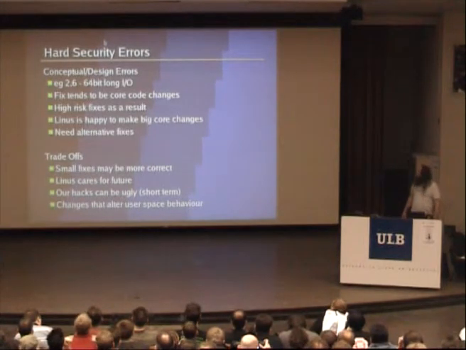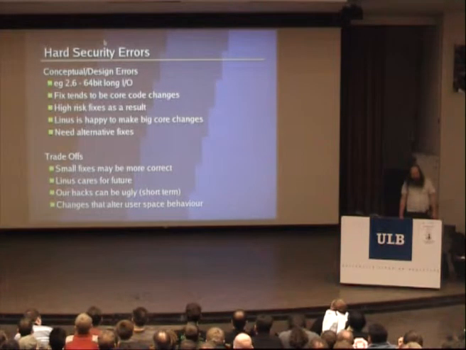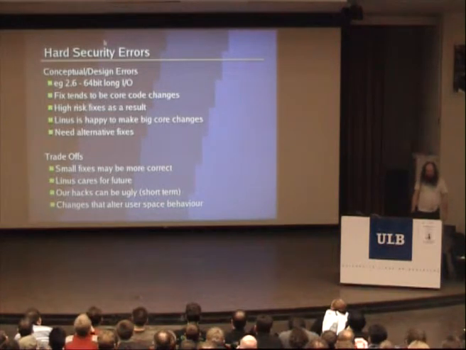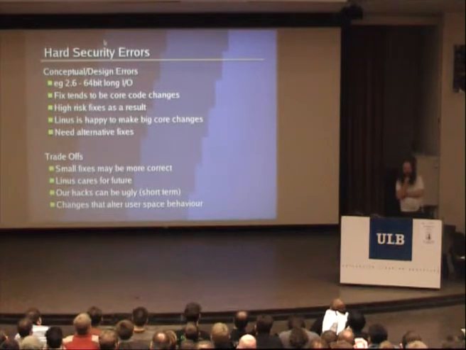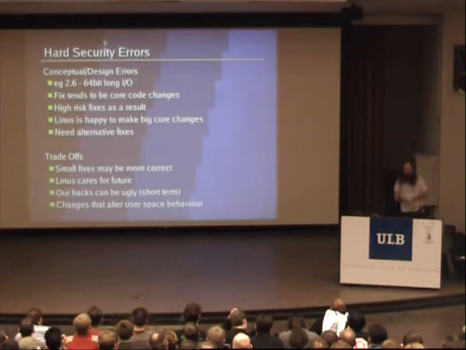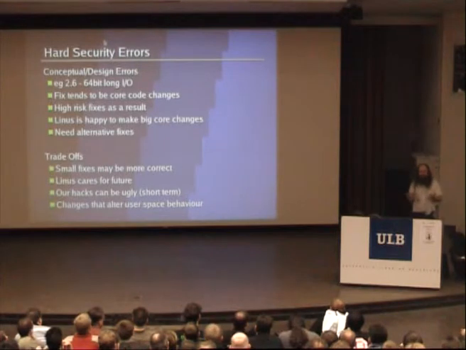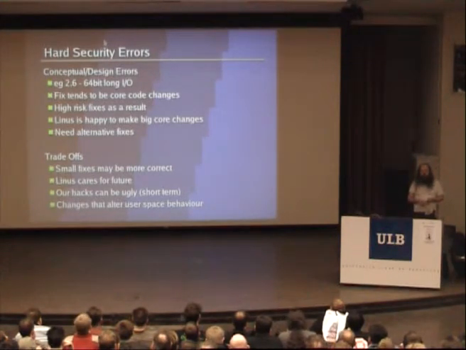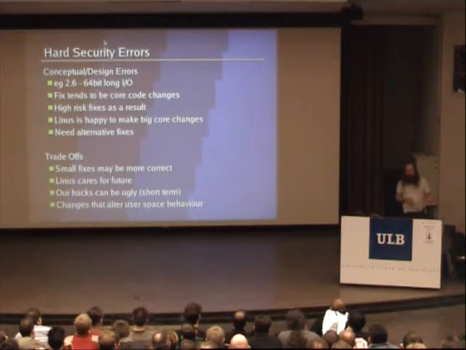The hard ones. Design errors. These get to be a real pain. Because the Linus Torvalds approach to a design error is to fix it. If you're working on a development kernel and some piece of code is fundamentally wrong, you throw it away, you write a replacement. The replacement is very likely to have errors in it. So it's not something you want to merge if you're trying to create a stable kernel. At the same time, you have to fix these things.